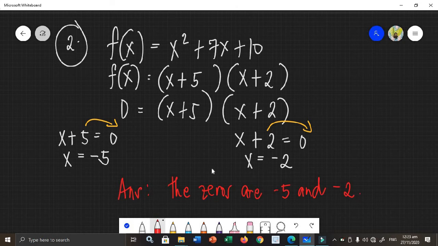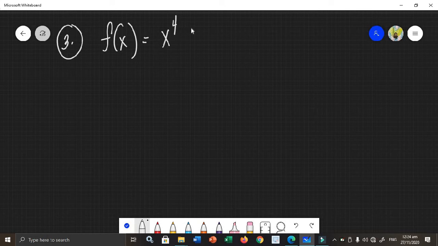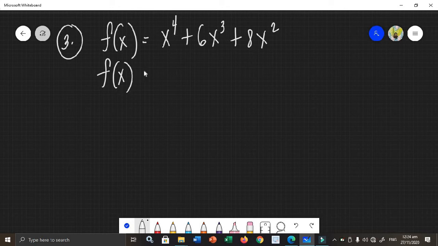How about this last example? How about if the given is like this? f of x is equal to x to the fourth plus 6x cubed plus 8x squared. If you see something like this, you're going to use your knowledge in factoring polynomials with a common factor, way back when you were in grade 8. So ganito lang mangyayari dyan. Hahanap ka ng common factor nilang lahat. In this case, wala silang lahat coefficient, so laktawan.